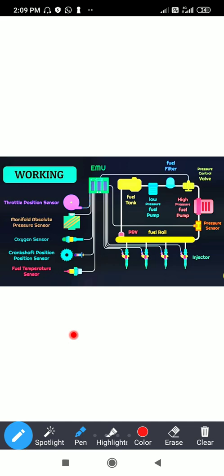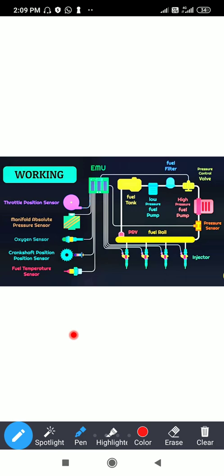Now there is a fuel temperature sensor. This sensor works to identify the temperature of the fuel which is supplied to the engine. The fuel should initially be at a cool temperature, then when it goes for the combustion, it will be heated over there. So these are the sensors which are being used for the working purpose.